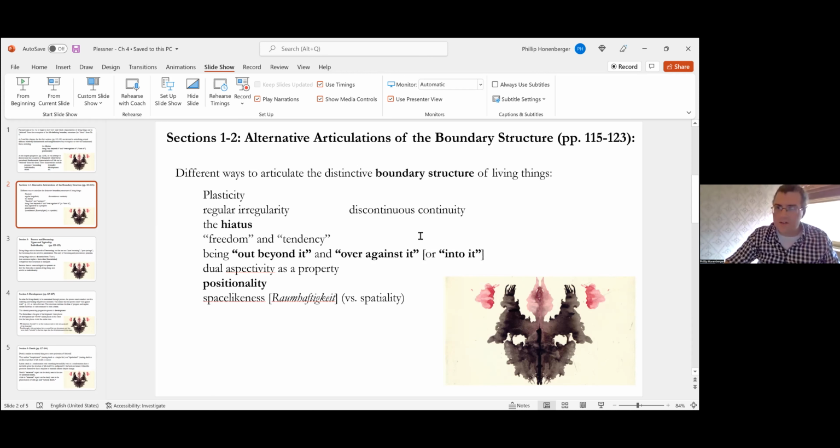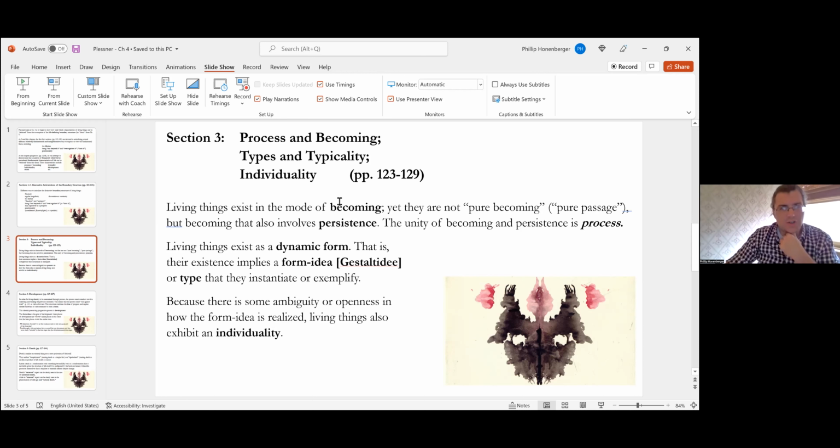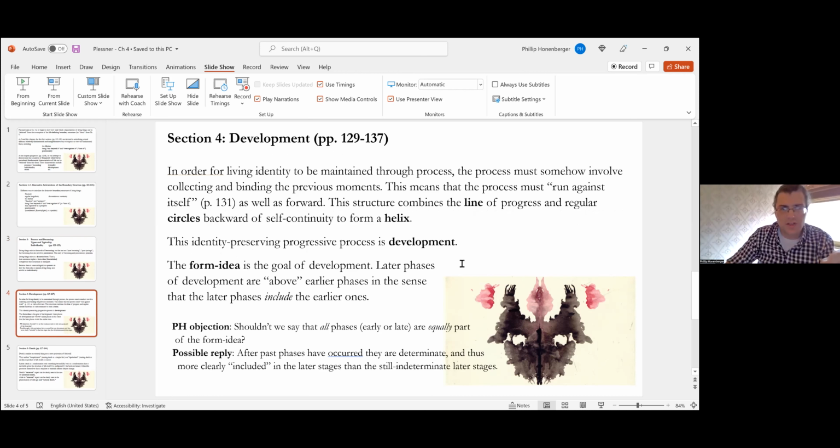So in section 3, we get discussion of process and becoming, types and typicality, and individuality. I'm going to go through these slides again more slowly, but I just want to give you an overview quickly. In section 4, we're going to get a discussion of development. And in section 5, we get a discussion of death.